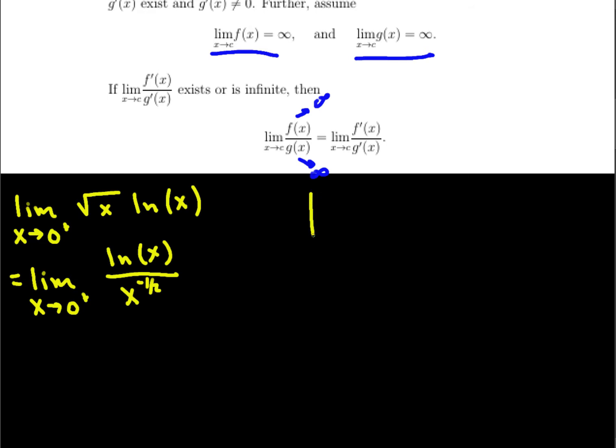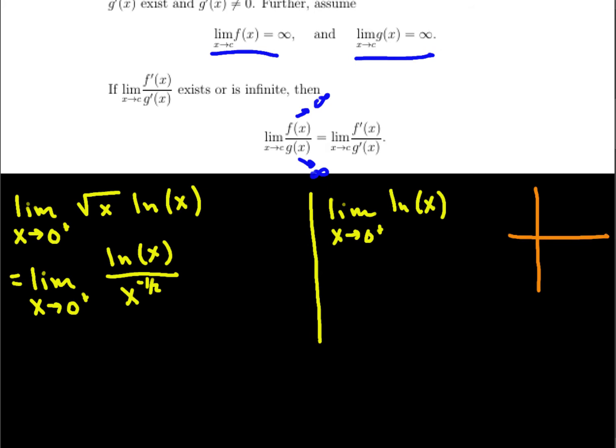And if I examine the behavior of the top, the limit as x goes to 0 from the right of the natural log of x, well, what is it equal to? Hopefully you have in your mind the graph of natural log. This needs to be solid in your understanding so you know the behavior of ln of x, since it comes up so often. Its graph looks something like this. And so as x approaches 0 from the right, my output approaches what? Negative infinity. And so this is equal to negative infinity.